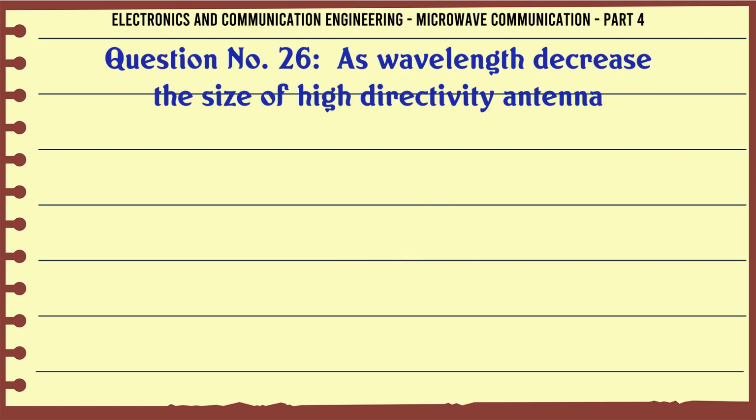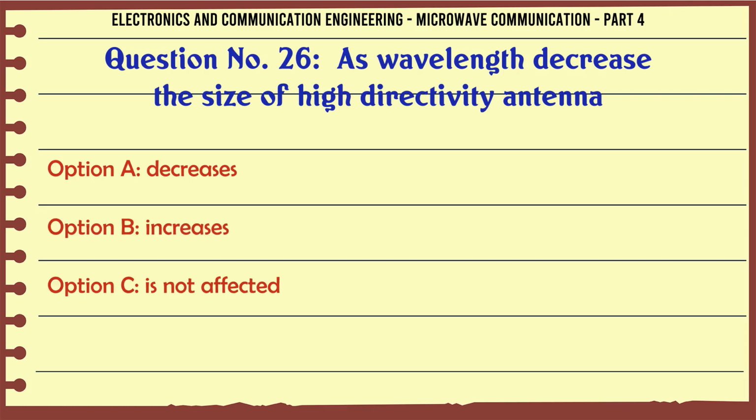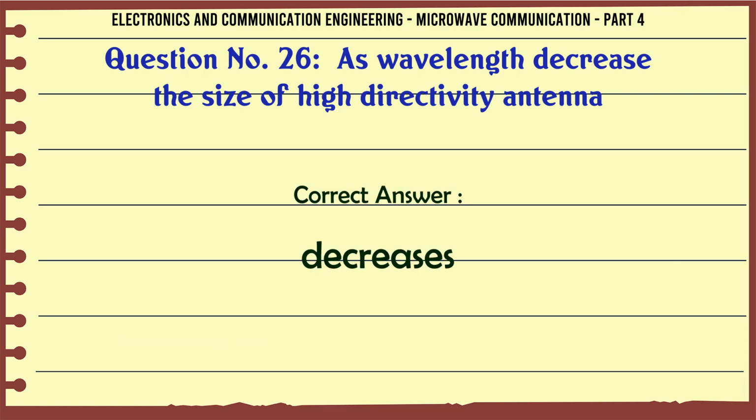As wavelength decreases, the size of high directivity antenna A. decreases, B. increases, C. is not affected, D. either B or C. The correct answer is decreases.